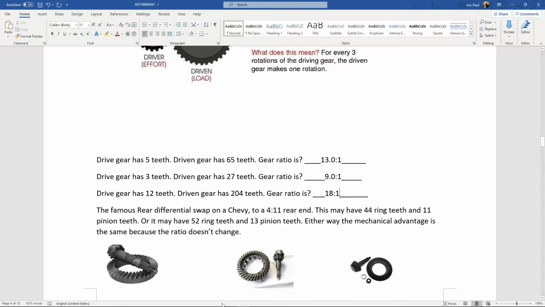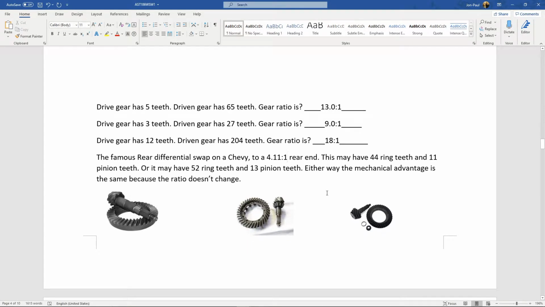Alright, let's go to a real life example here. That 411, and look, I wrote it wrong a year ago. 4.11:1 rear end is how it would actually look. So the famous rear differential swap that you're going to do from your 373 to a 411. This is interesting, I like this part. This could have 44 ring teeth and 11 pinions. So driven 44, right, on the ring gear, and then drive of 11. It could be 44 and 11, or it could be 52 and 13, because both of those equations come out to an answer of 4.11.